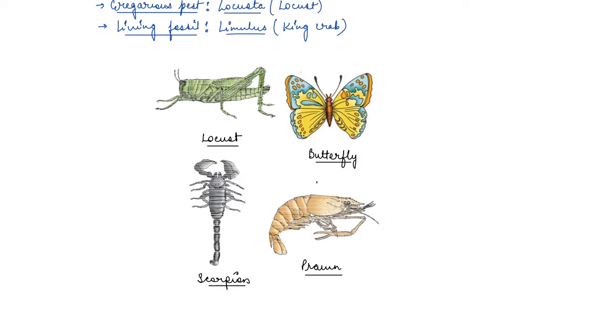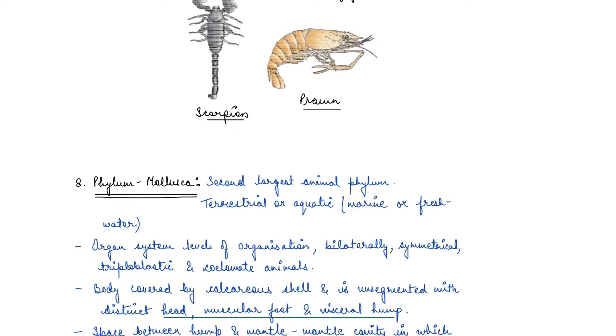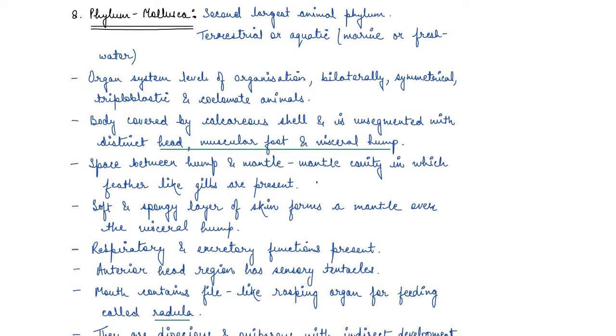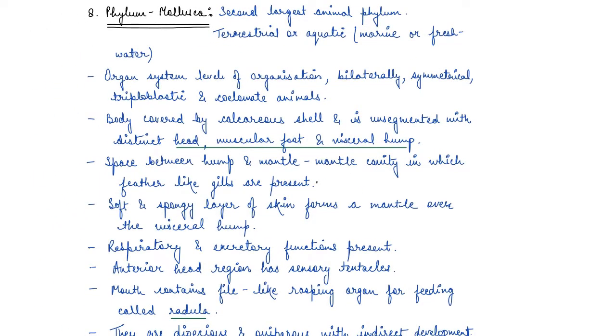So this is a locust. Okay, this is a butterfly. This is a prawn, and it's a scorpion. And all are part of phylum Arthropoda. Okay. Now the next phylum that we are going to discuss is Mollusca. So basically, Mollusca again is the second largest animal phylum, and then they are terrestrial as well as aquatic. So they can be terrestrial or aquatic, and then they can be marine or freshwater when it comes to a water organism.